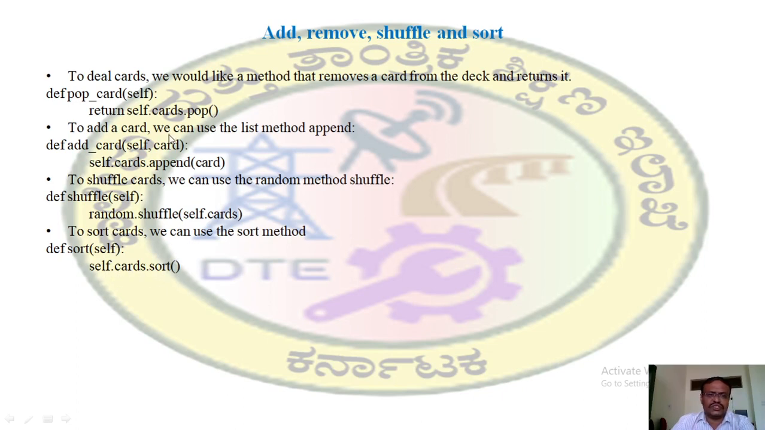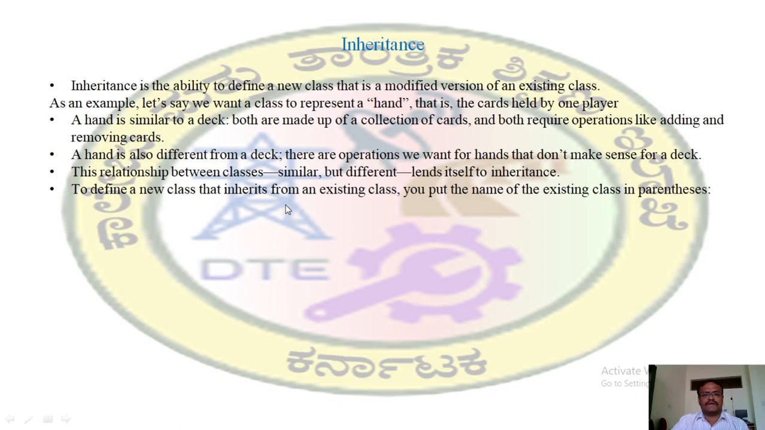So these are the four methods which are used to add a card into the deck, remove a card from the deck, shuffle the cards in the deck, and sort the cards in the deck. That is pop_card, add_card, shuffle, and sort.